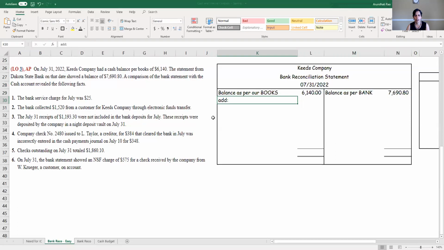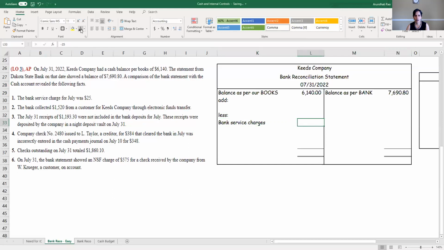So I have things that I'm going to add and subtract. I can either just put them in the order in which I see them, or I can organize them as additions and subtractions. So I'm going to do it this way. I'm going to write here less bank service charges. And I know that's $25. It needs to be subtracted. I've already written the word less.